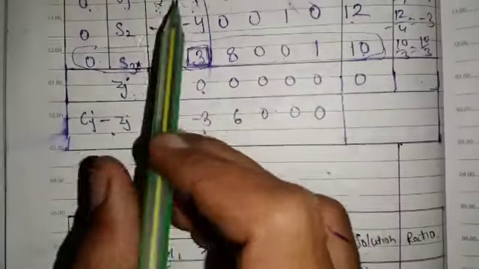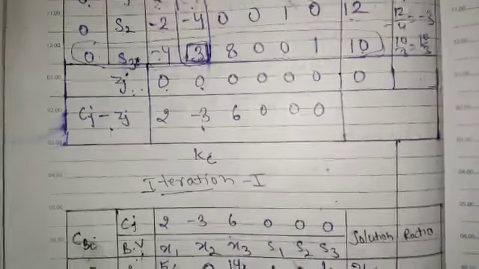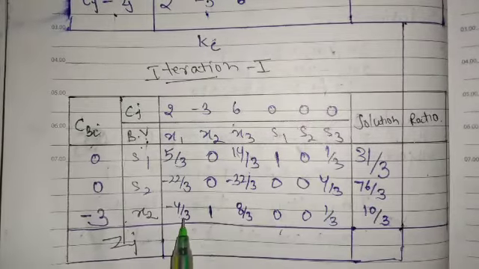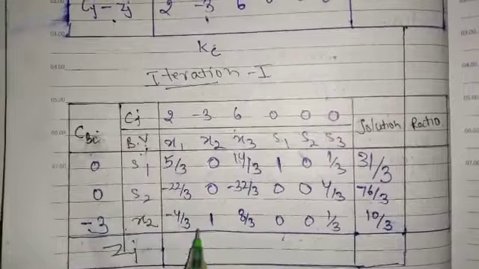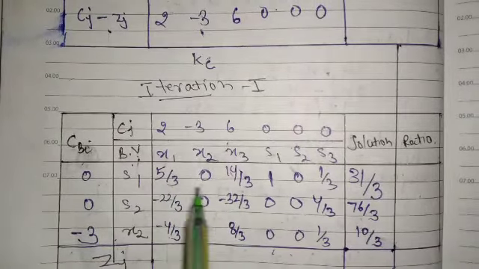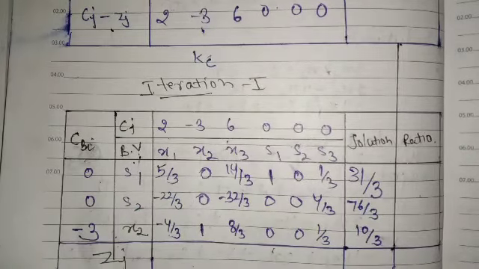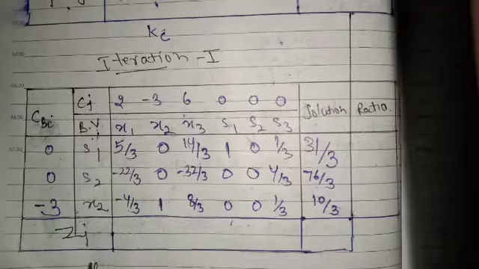Then the old value is -4, the corresponding key column value is -4, and the new value is -4/3. Then the solution is -20/3. Then the solution of the new values is for S1 and S2. This is our solution. Now we find the value of Zj.